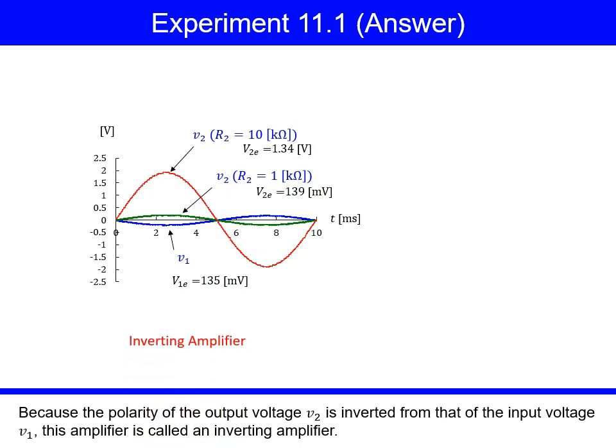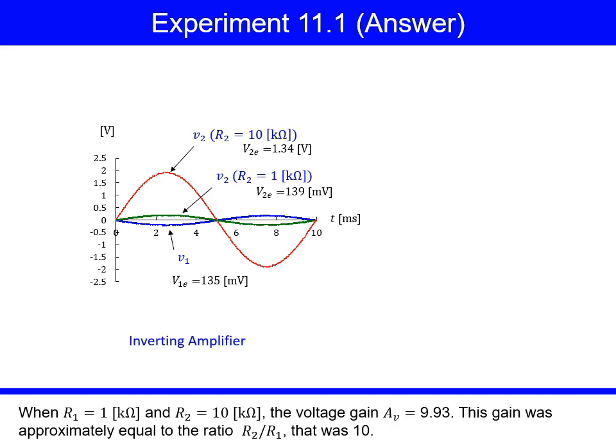Because the polarity of the output voltage V2 is inverted from that of the input voltage V1, this amplifier is called an inverting amplifier. When R1 was 1 kiloohm and R2 was 10 kiloohms, the voltage gain AV was 9.93. This gain was approximately equal to the ratio R2 over R1, that was 10.